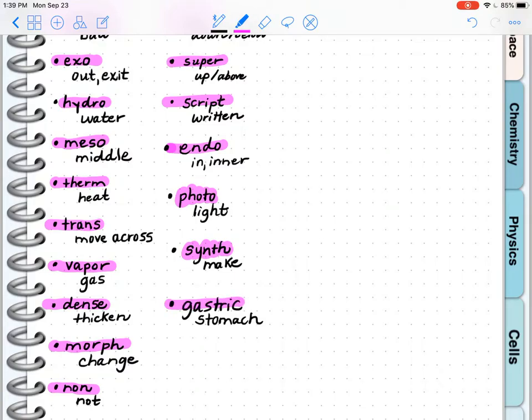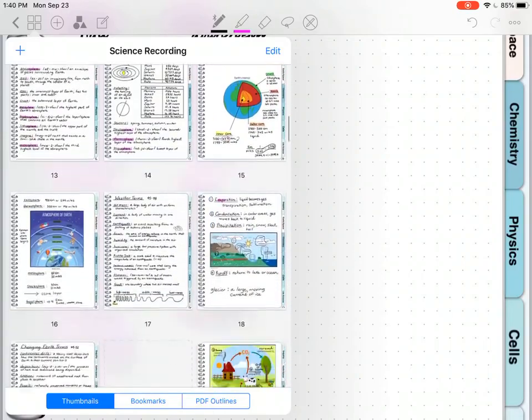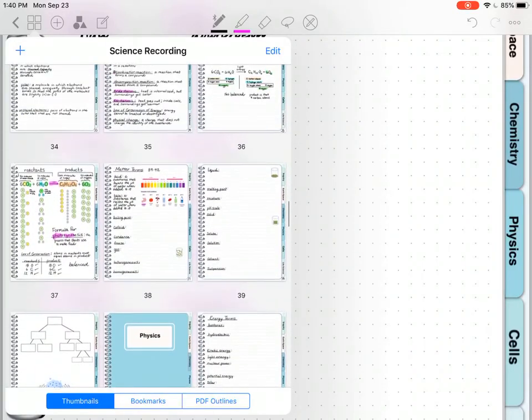You may have heard the term gastric reflux. If you have heartburn a lot, that's where those acids are coming up into your esophagus. It's not very pleasant, and it can cause some serious health problems. So if you have that condition, make sure you mention that to your doctor.